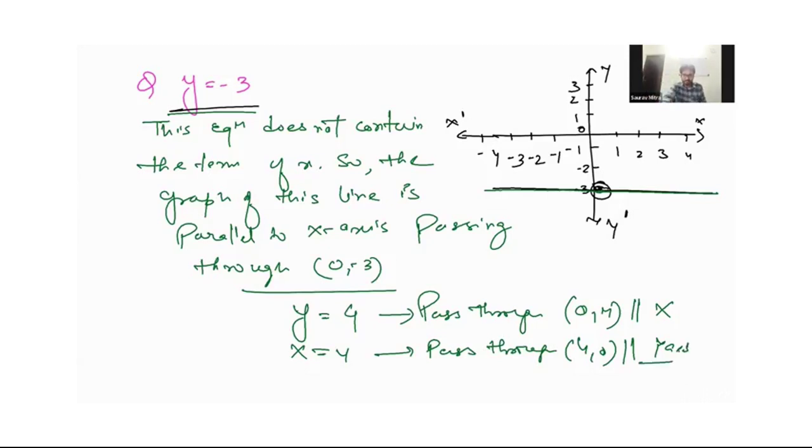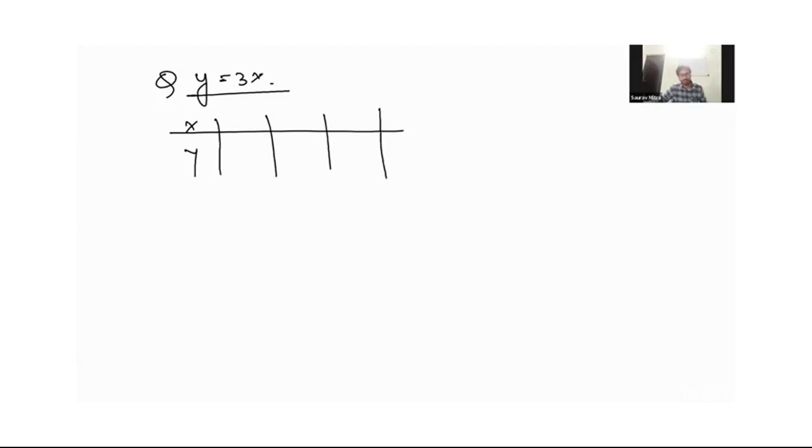Okay, now let's check another example. If you have an equation like y equals 3x, now we have to construct it. How to draw the graph? See, always make a tabular form and take at least 3 values of any variable. So if I have x equals 0, then I have my y value 0. If x equals 1, then y is 3. If x is minus 1, then it will be minus 3. If x is 2, then it will be 6.